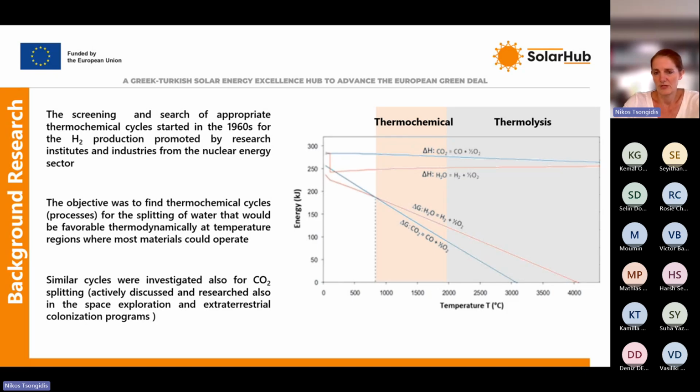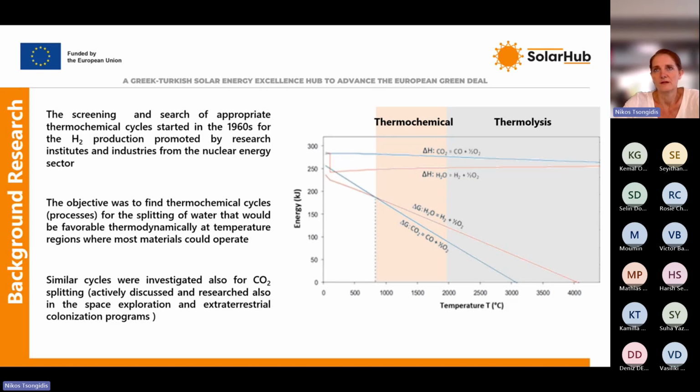The research around the production of solar fuels and the production of hydrogen mainly was initiated more than 40 years, 50 years or 60 years ago. And it was promoted mainly by research from the nuclear energy sector for using the high amounts of thermal energy for the production of hydrogen.